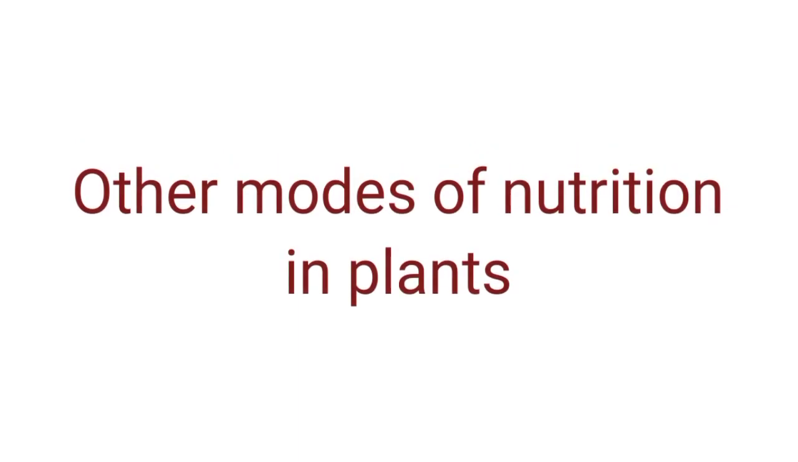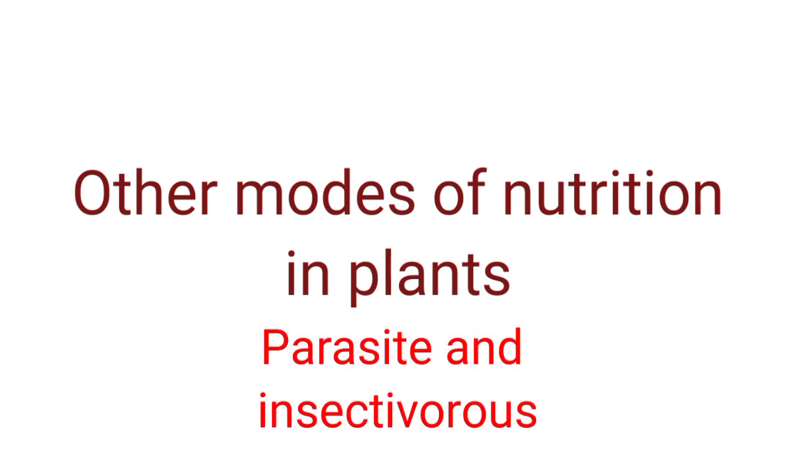Next, other modes of nutrition in plants. See, we have studied plants are autotrophs. They prepare their own food. But this is not applicable for all plants. There are some plants which do not produce their own food. They depend on other plants for their food and nutrition in heterotrophic mode. So there are some examples of heterotrophic plants. Parasites and insectivorous plants are heterotrophic plants.